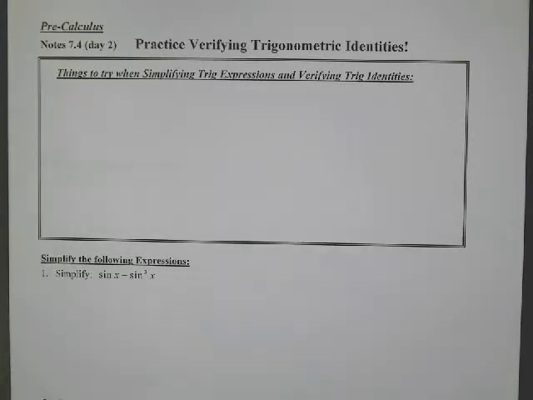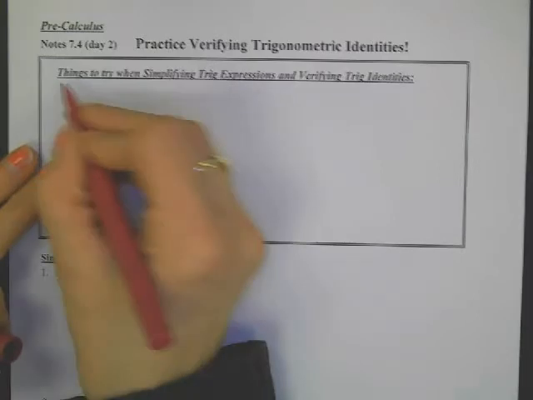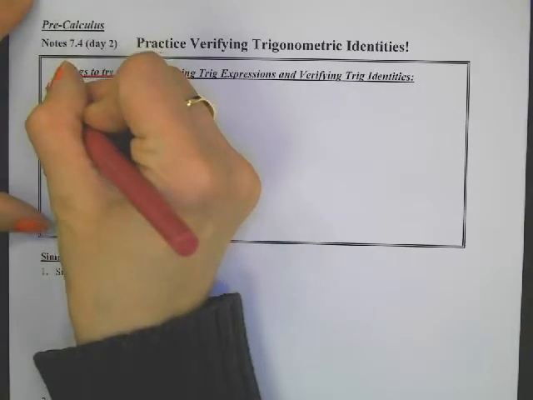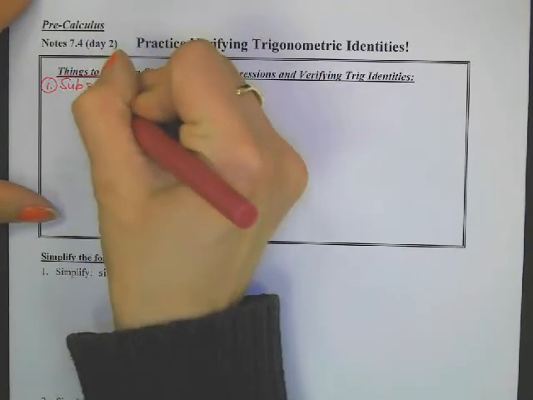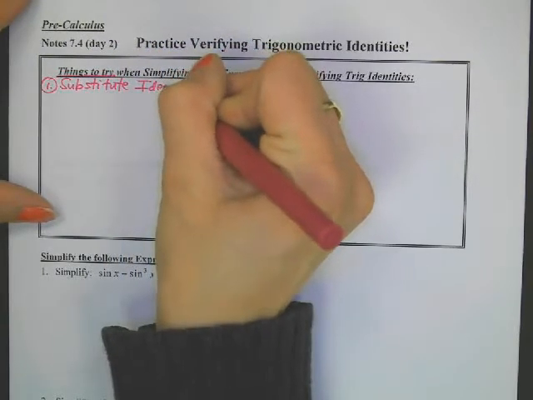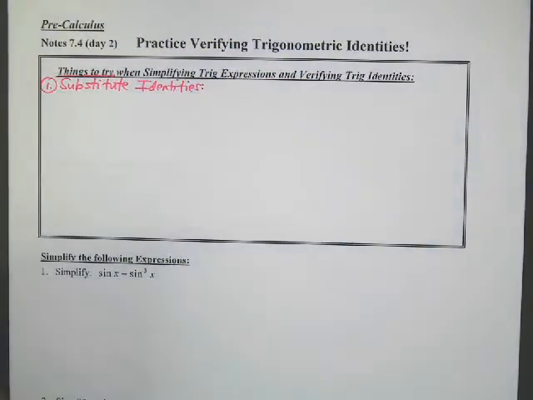All right, we're going to do some more practice verifying trig identities. The first thing that we're going to do is fill out this box of things to try. So the first thing I'm going to say when you are simplifying is substitute some of the identities. So I guess the question is, what are those identities?